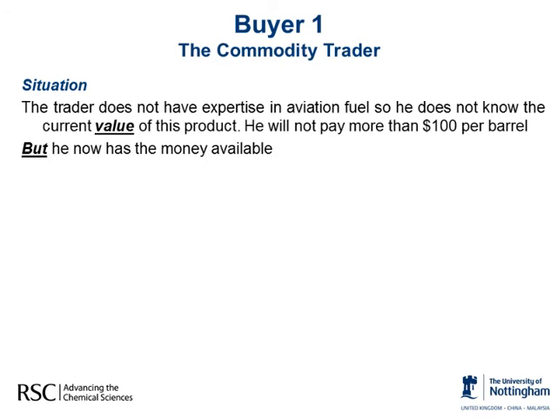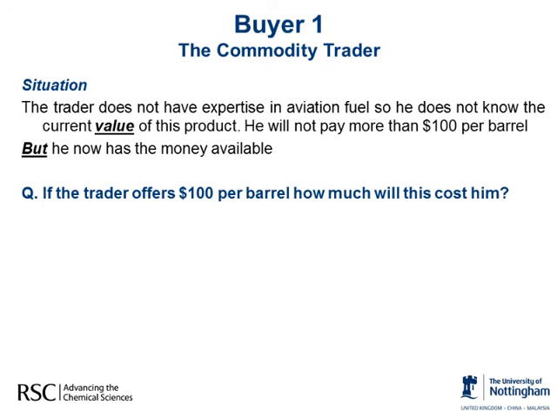Next, you approach the commodity trader. The trader does not have expertise in aviation fuel, so he does not know the current value of this product. He will not pay more than $100 per barrel, but he now has the money available to give to you. If the trader offers $100 per barrel, how much will this cost him? It would cost him $1 million.